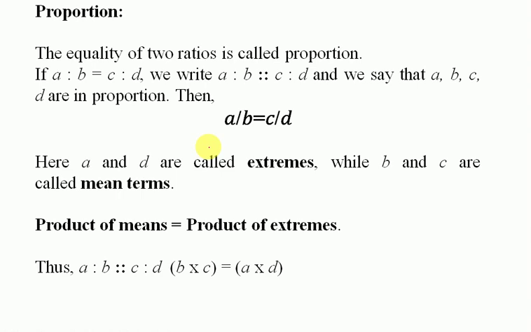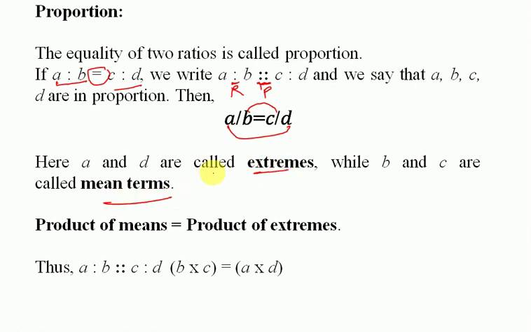Next is what is proportion. Whenever two ratios are equated, the equality of two ratios is called proportion. As we can see, a ratio b, c ratio d, with an equal sign, equality. So we write a is to b proportional to c is to d. This is the proportional sign, this is the ratio, this is the proportion, and we say that these are in proportion. Here a and d are extremes, and b and c are means. These are the extremes, these are the mean terms.